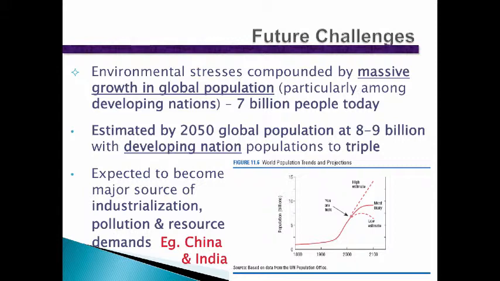And what this means with more people is just there's going to be a much greater demand on those resources and a much greater potential level of a lot of the environmental damage and degradation that goes along with it in terms of pollution.